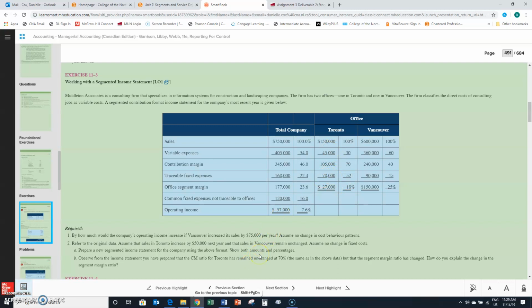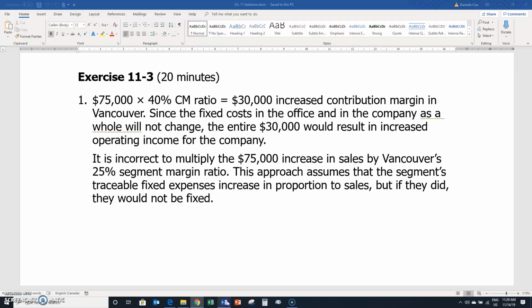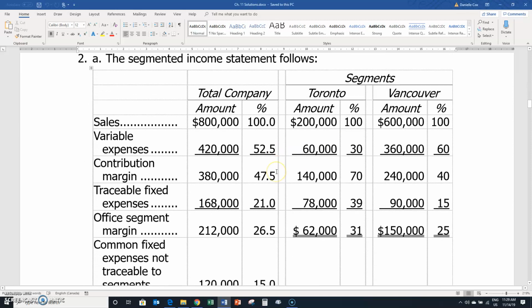So it says nothing has changed with Vancouver, so we're going to switch over to the solution. Vancouver is going to stay exactly the same. Let's scroll on down. Vancouver is just copied over exactly the same. Toronto, there was 150,000 in sales, but it's increased by 50,000, so now it's 200,000 in sales.